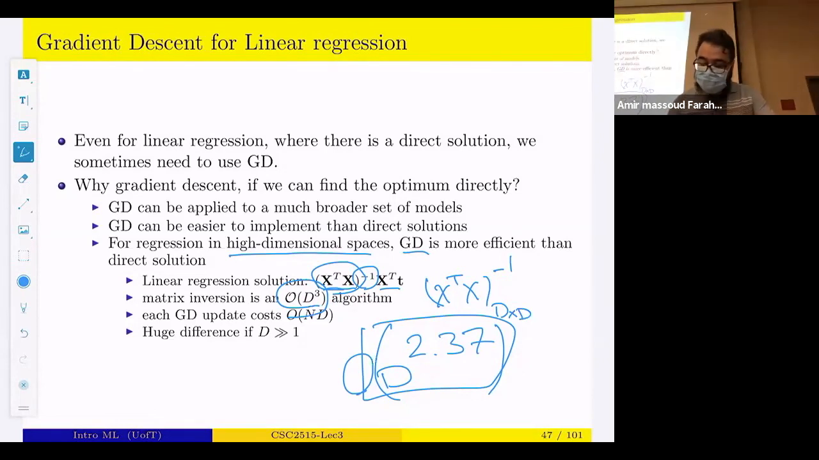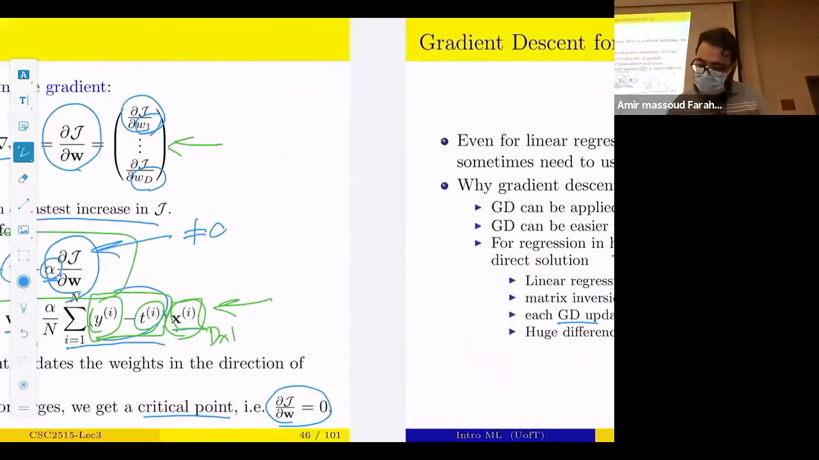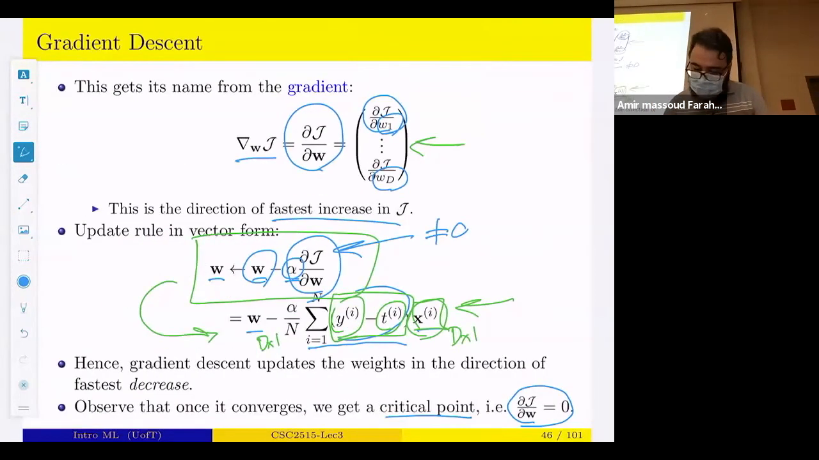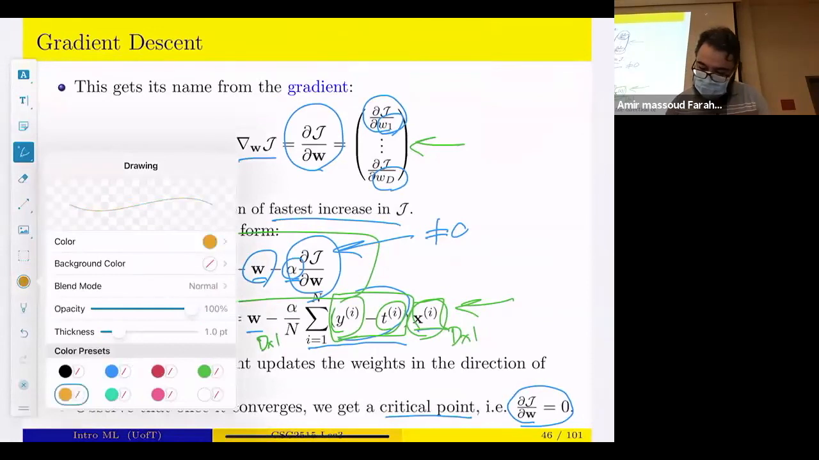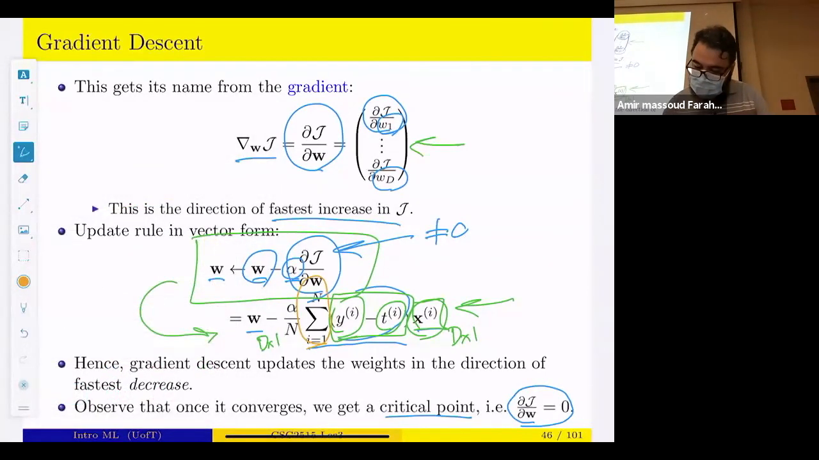But for the gradient descent update, the cost would be order of n times D: n data points times D dimension. If you remember, we have a summation over n here, and each term is a D-dimensional vector. So we are summing n D-dimensional vectors, so the whole cost would be n times D.